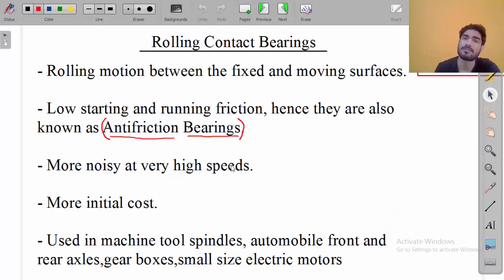Now, where are rolling contact bearings used? You might have seen this in your day-to-day life, for example ball bearings in fidget spinners. A few years ago, fidget spinners were very trendy. Everyone was using them. That toy uses ball bearings. That's why if you start rotating the fidget spinner, it doesn't stop immediately. Because the friction is very, very less. It would stop due to friction, and since the friction is very less, it keeps on rotating. In day-to-day life, whenever there is a moving element, there will be a ball bearing. They are used in machine tool spindles, automobile front and rear axles, gearboxes, and small size electric motors. In all these applications, rolling contact bearings are used.